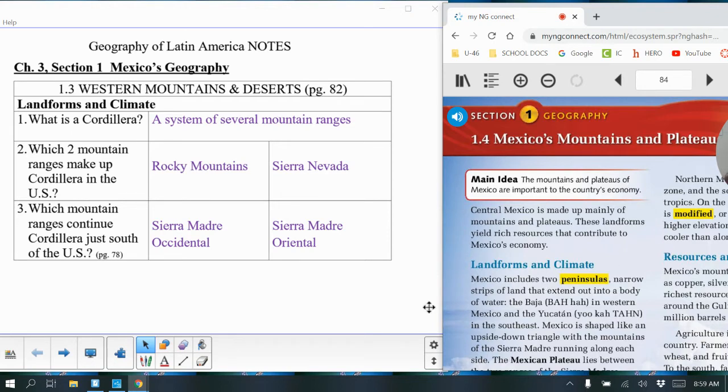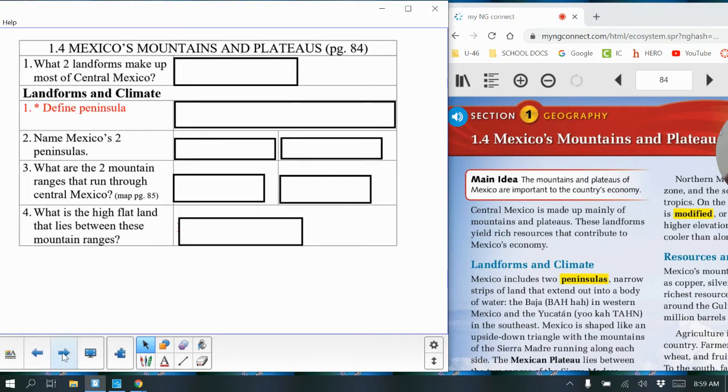And again, we're going to be looking under a heading that's called Landforms and Climate. So number one, what two landforms make up most of central Mexico? Central Mexico is made up mainly of mountains and plateaus. These landforms yield rich resources that contribute to Mexico's economy. So our two landforms are mountains and plateaus.